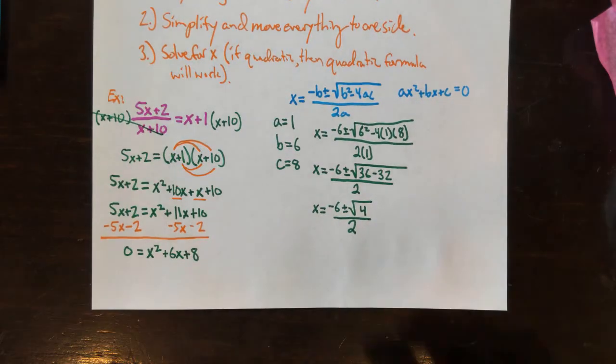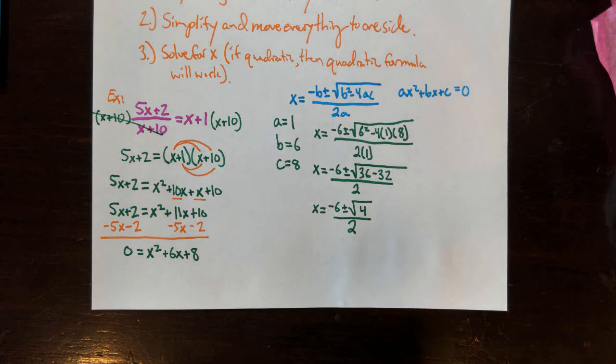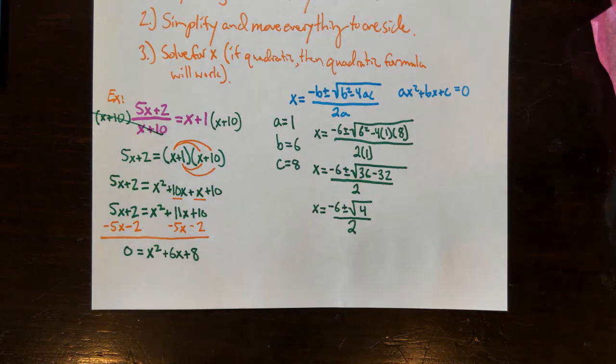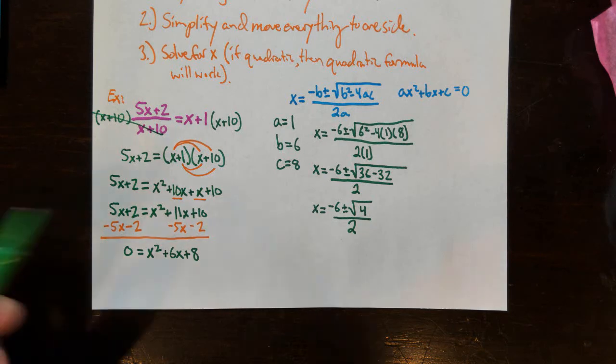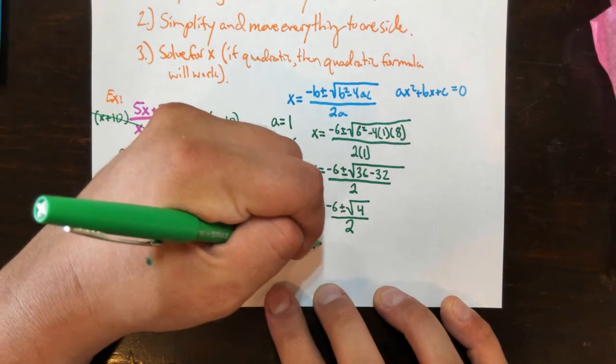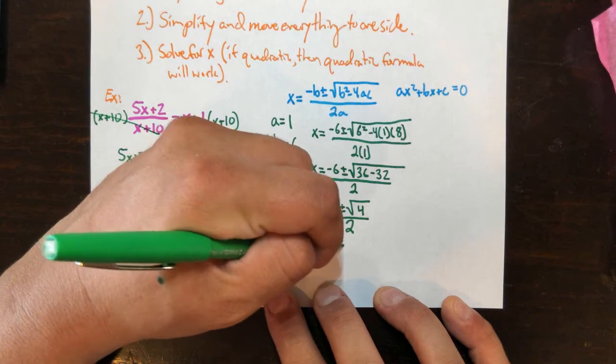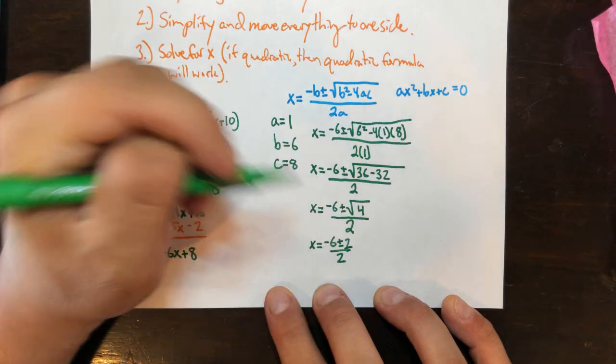And remember, if we get to this point and we don't have a perfect square, we can leave it just like this. However, for today's purpose, all of them are going to be perfect squares. So let's go ahead and take the square root of 4, which we know is 2, or positive or negative 2, and continue simplifying. We have negative 6 plus or minus 2 over 2.